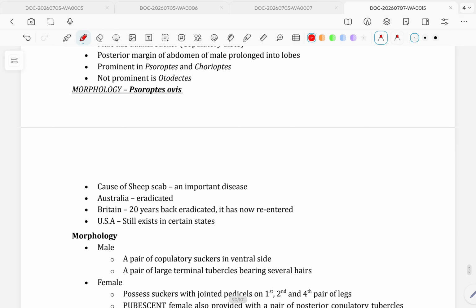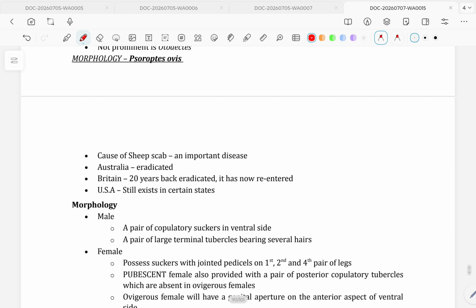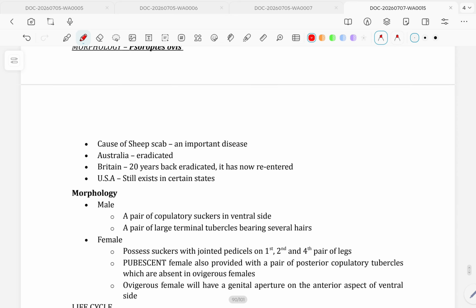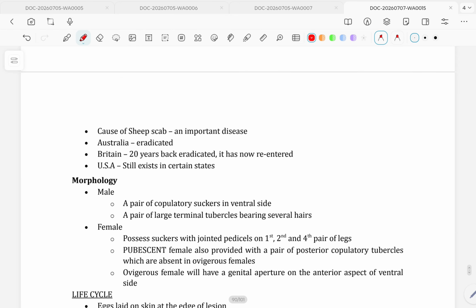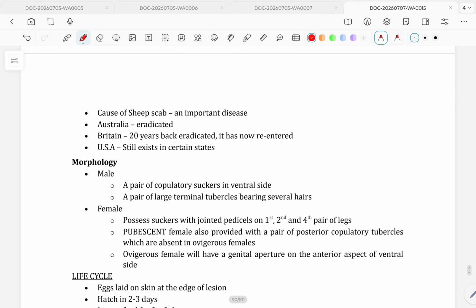Morphology: Psoroptes ovis. Cause of sheep scab, an important disease. Australia eradicated it. Britain eradicated it 20 years back. It has now re-entered. USA still has it in certain states.